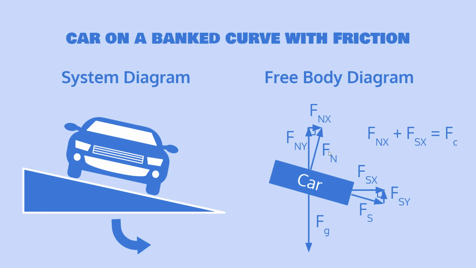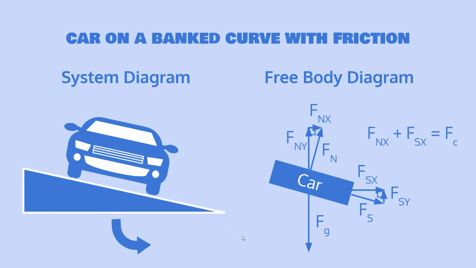So now we can break down the normal force and the force of static friction into their x and y components. So again, if we assume that the car is not going to change its height on the ramp, then the net force in the y direction should be 0. So if we have the normal force in the y direction, plus the force of static friction in the y direction, if we add those together, they should cancel out with the force of gravity. And in this case, the x direction is representing the centripetal force, and that's what's going to make the car turn this way as it goes on the banked curve.